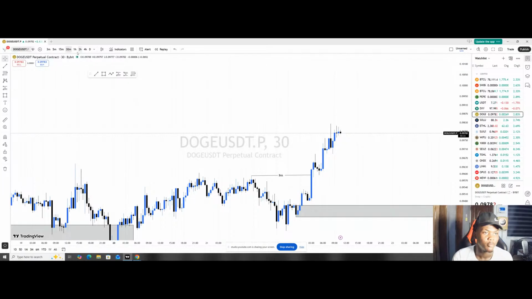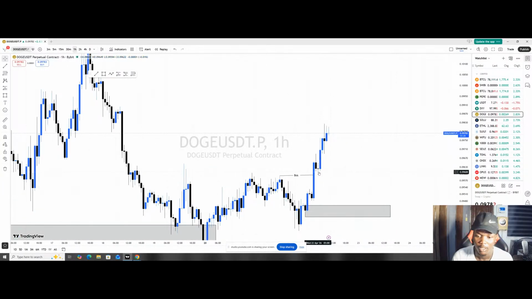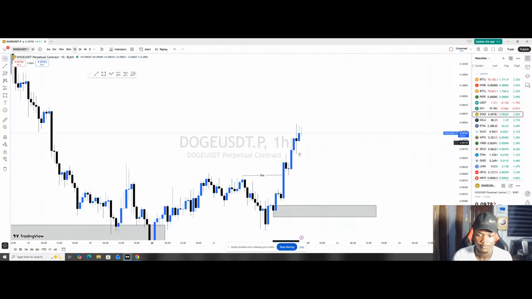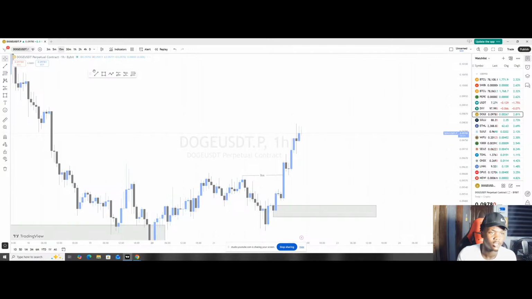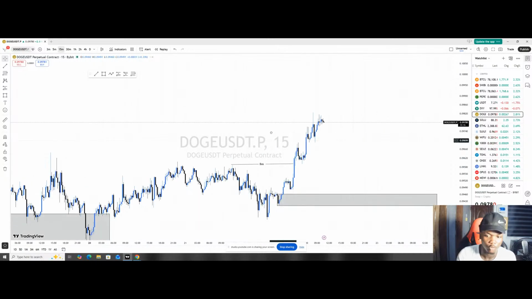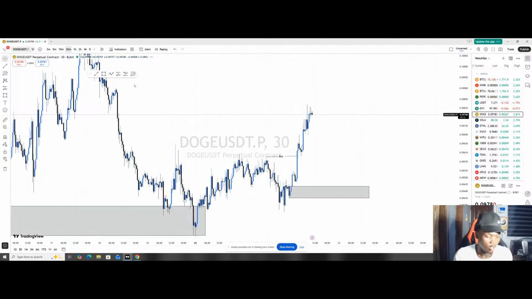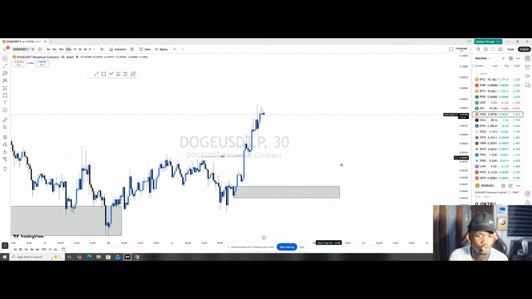So let me go to the higher time frame to at least see things clearly. This is what we have on Doge. We are actually following the current trend of the market. Market is actually buying, so we ought to buy with it. We ought to just follow it. So now we are looking to buy Doge at this point.